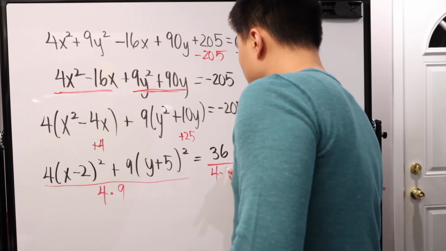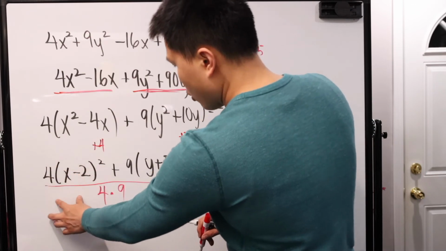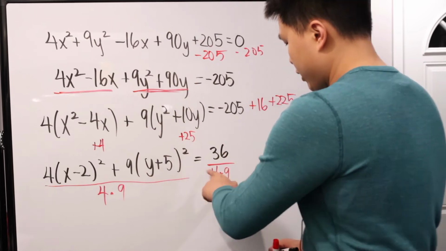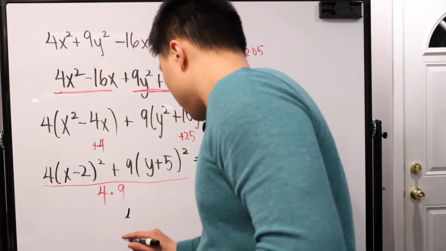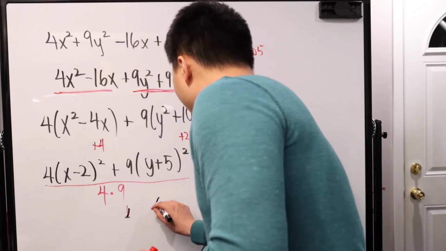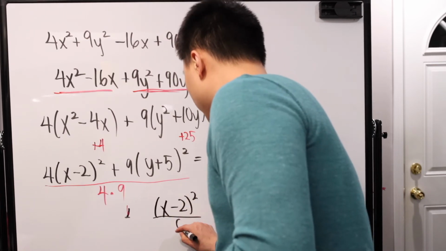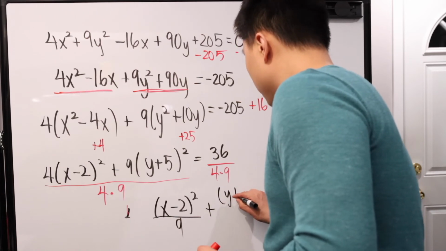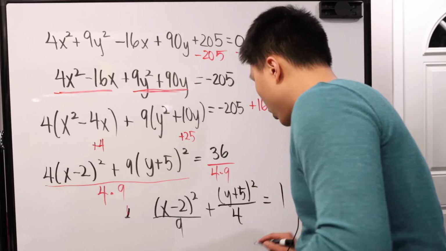4 times 9. So what's going to happen is that in this situation, the 4 cancels and you only have the 9 at the bottom. In this situation, the 9 cancels, you only have 4 at the bottom, and this, of course, becomes 1. So it's just going to be x minus 2 squared with 9 at the bottom for this one, plus y plus 5 squared with 4 at the bottom, and that's going to equal 1.